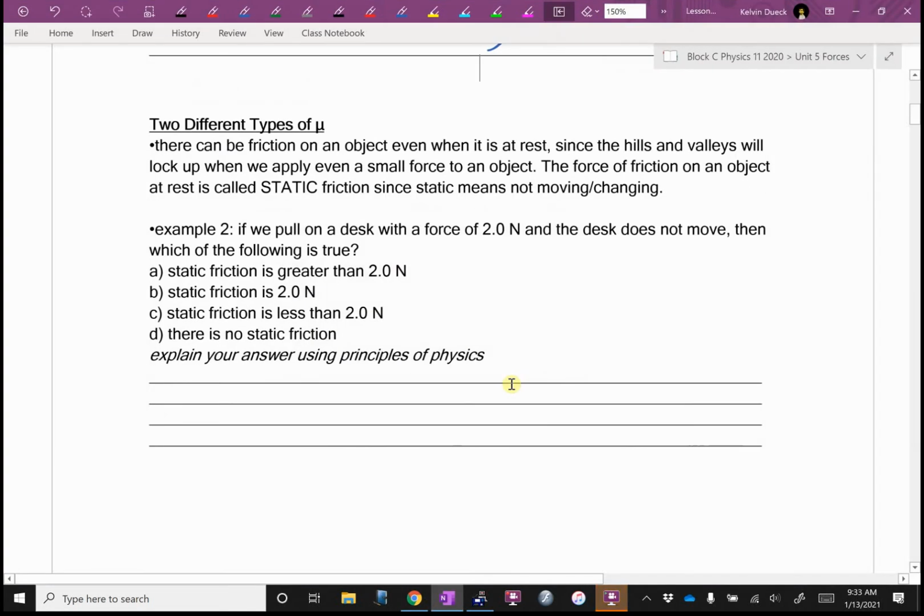Who says, Dewick, it's obvious, it's not moving. A, static friction's got to be bigger. A. Oh, lots of you. Who says B? It's got to be B. Who says C? Who says D? Convince me.